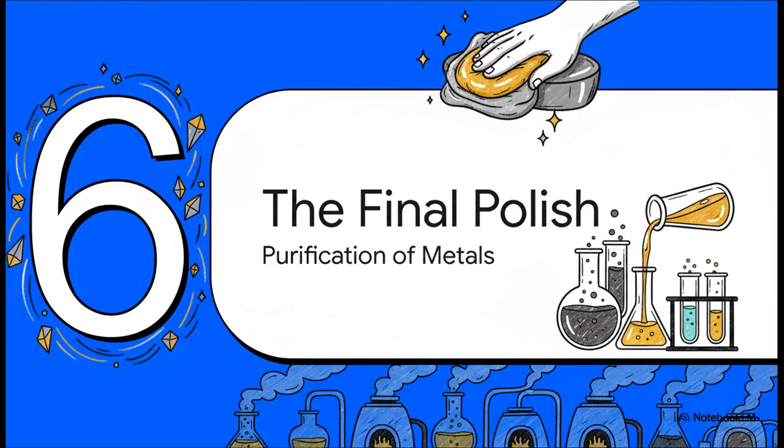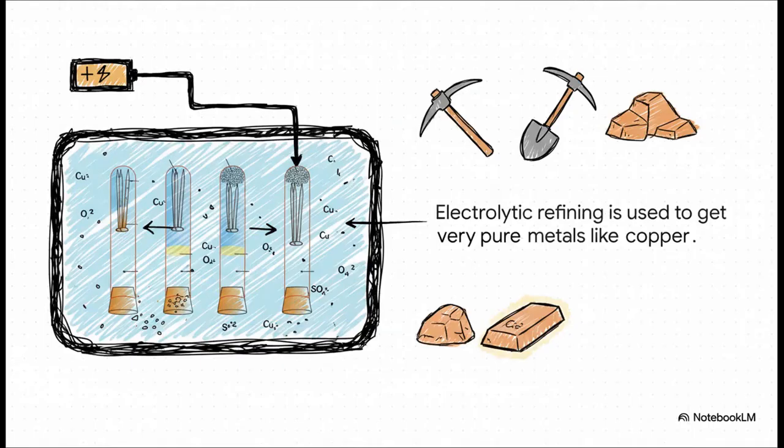So there we have it. We have extracted our metal. Whether it was by simple heating, by reduction with carbon, or by electrolysis, our journey is almost over. But wait, the metal we get from these processes is still not 100% pure. It has some small impurities left. So we need one final step, a final polish, to get a truly pure metal. And for this final purification, we again turn to our friend electricity.